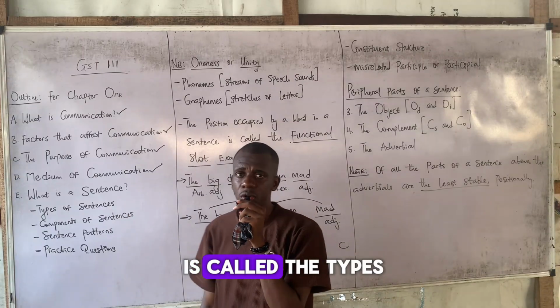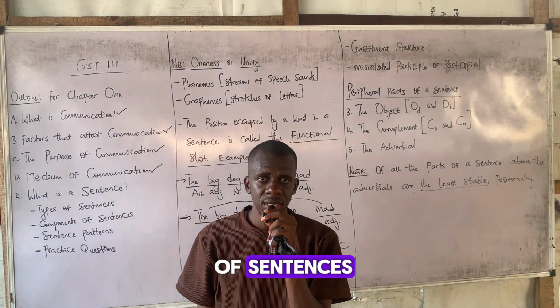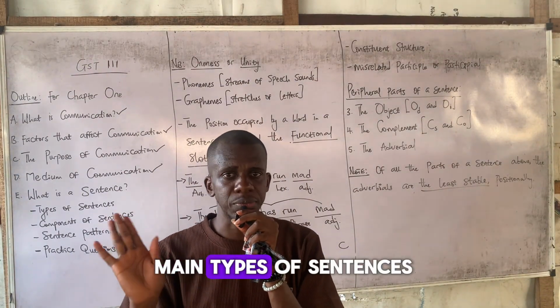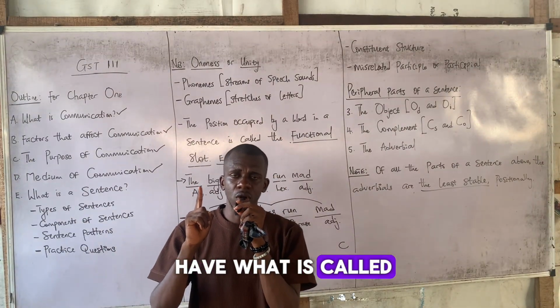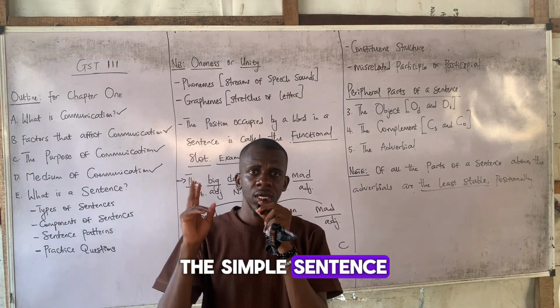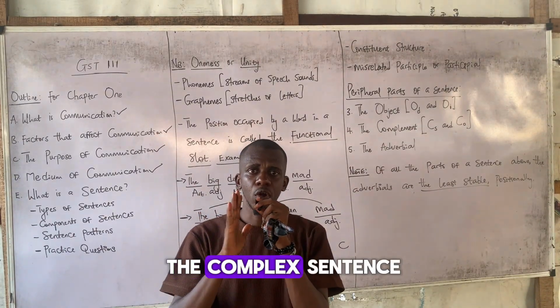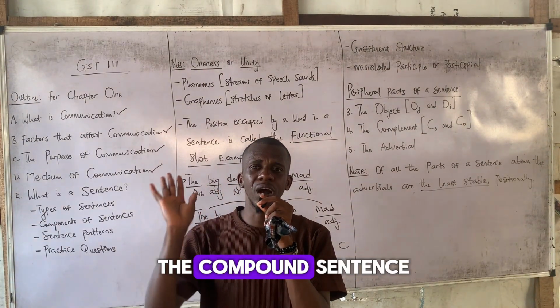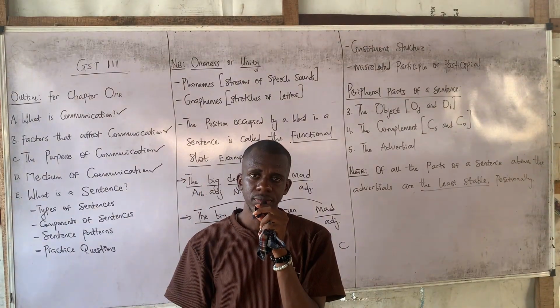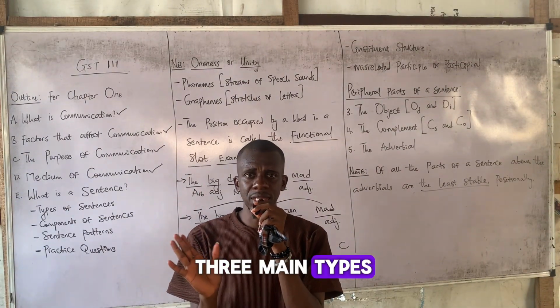Lastly, we have what is called the types of sentences. Now, there are three main types of sentences. Number one, we have the simple sentence. Number two, we have the complex sentence. Number three, we have the compound sentence. Now, these are the three main types.